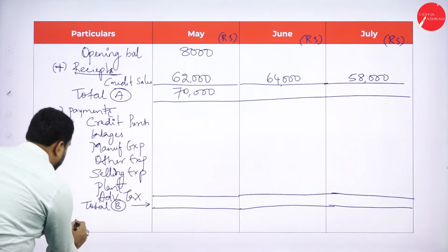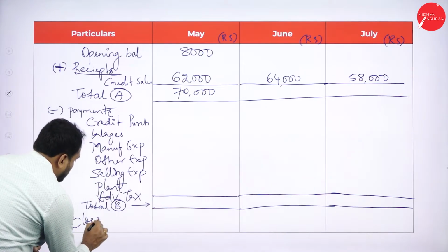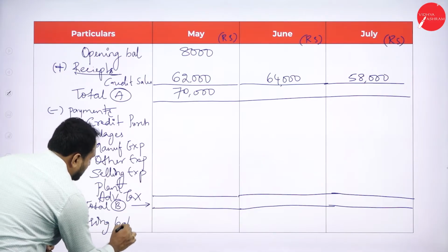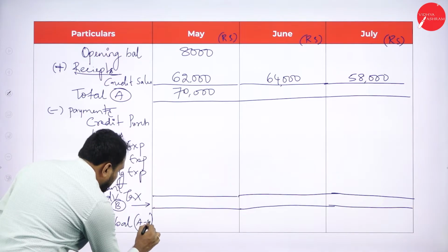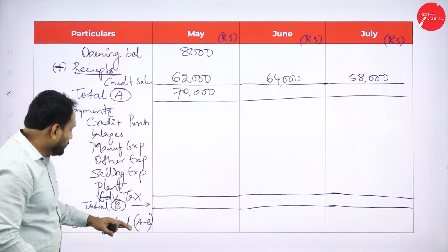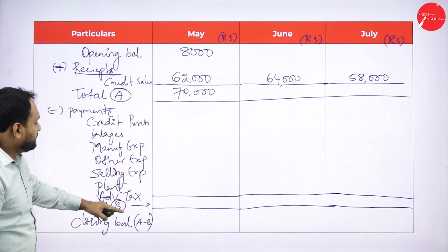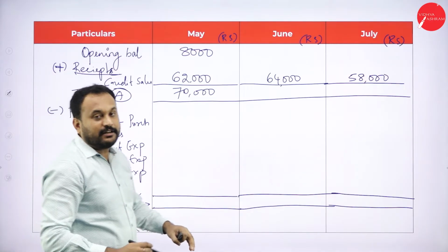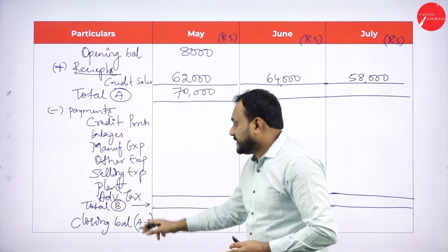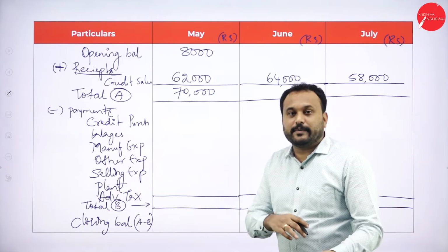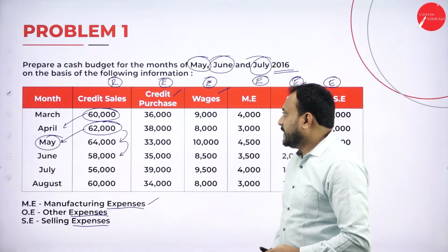Now closing balance. Now what is this closing balance? A minus B. Closing balance is A minus B. That is what we are supposed to do. Now let's go with our entries. The minute we get to know all these things, what we should do is go back to our question. Let's go with the question.